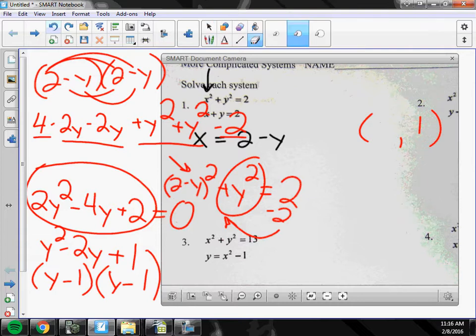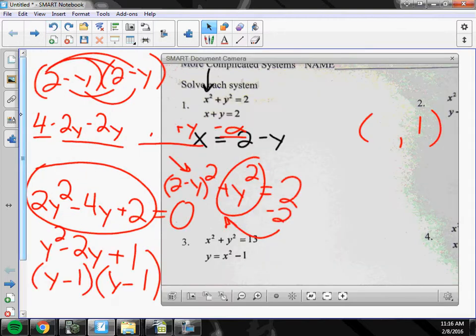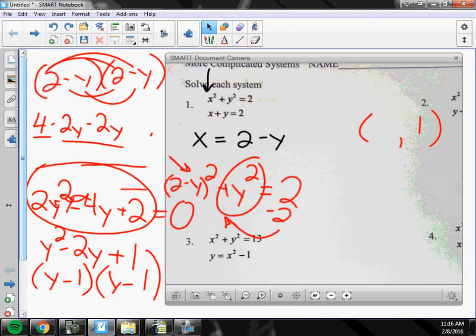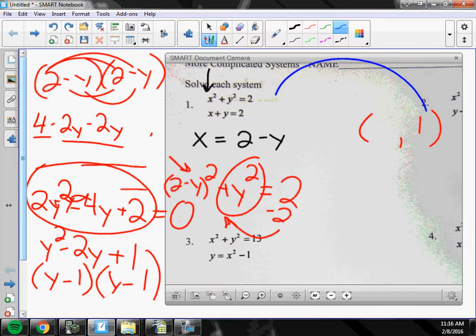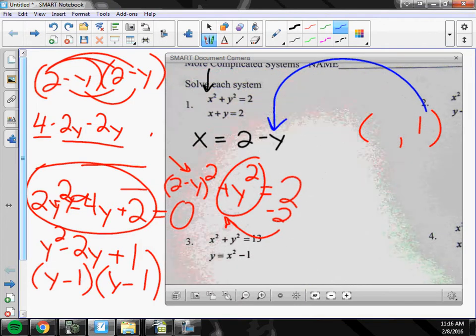So I'm going to go back. That's not what I wanted to do. Let me get this out of the way. So maybe I'm going to take that 1 and plug it in for y in that equation, and we get 1. So it does just have one solution, 1 comma 1.